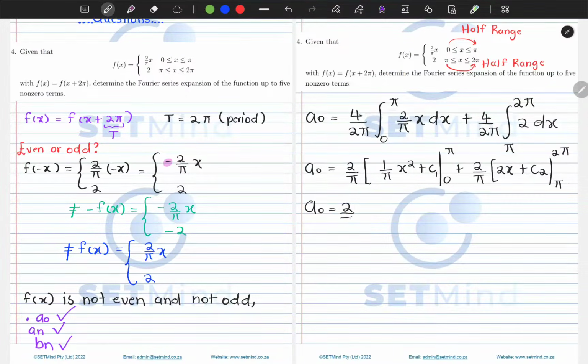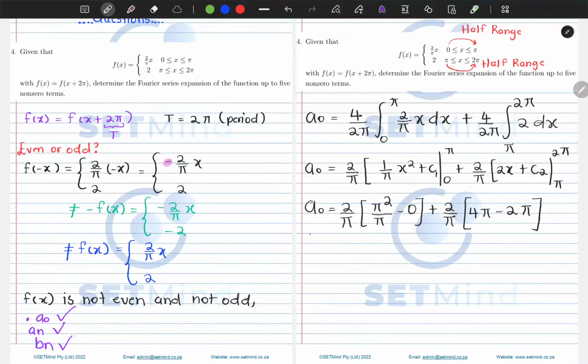So our a0 will be 2 over pi into, when we put in pi, we'll end up having pi squared divided by pi. And when we sub in the 0, it will just be minus 0. And then plus 2 over pi into, we'll sub in our 2 pi, which will end up giving us 4 pi. And then when we do the subtraction, we'll be minusing 2 pi.